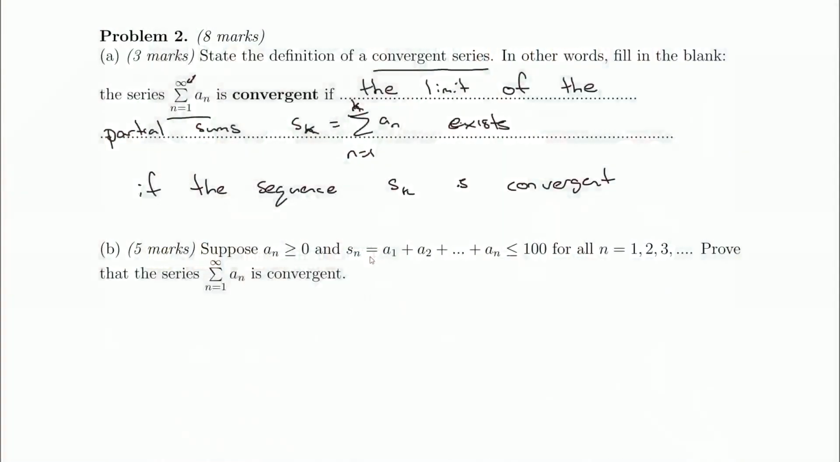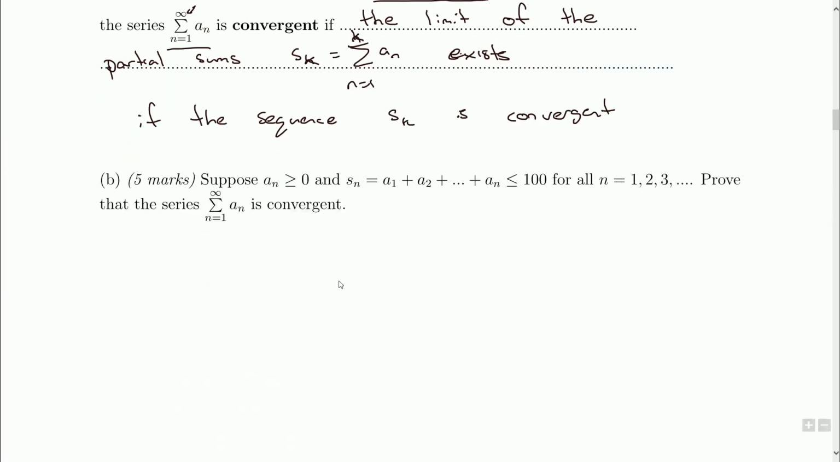And that's what we've got here for B, at least I'm pretty sure that's what we've got here for B. So suppose the an's are non-negative, and the Sn, which is the sum of the a1 through an's, is less than or equal to 100 for all n. Prove that the series is convergent.